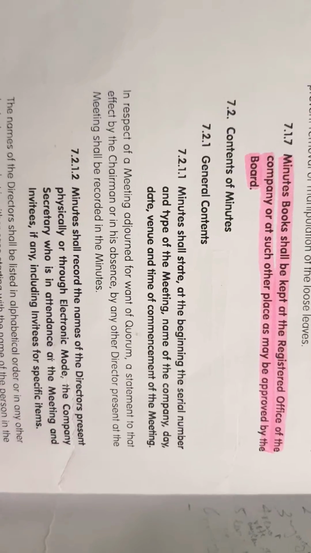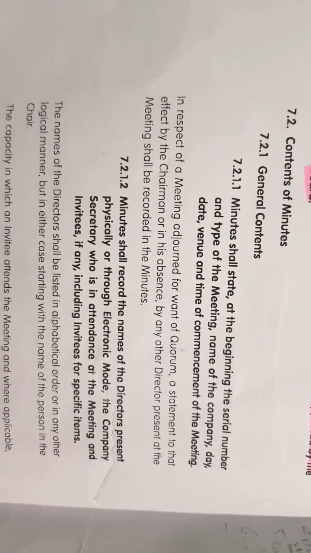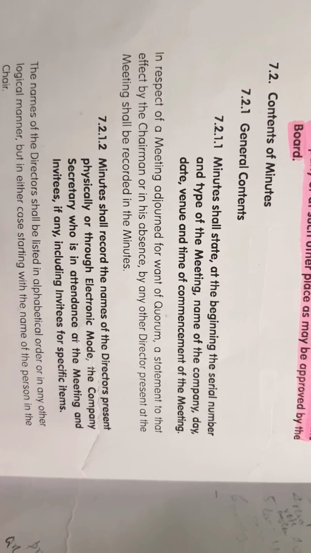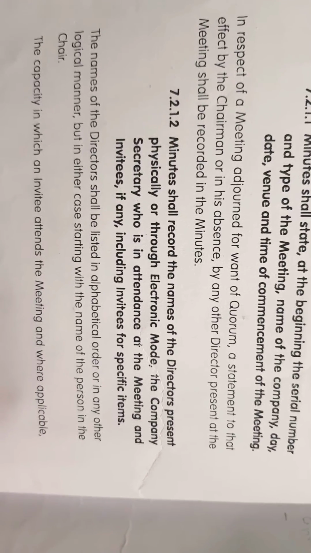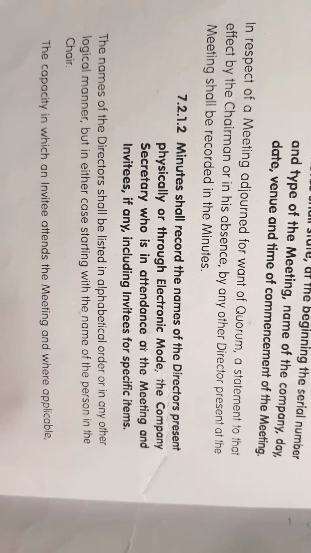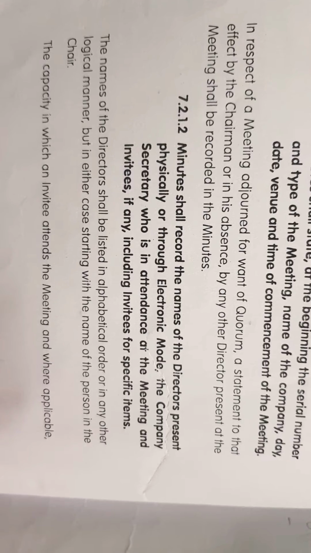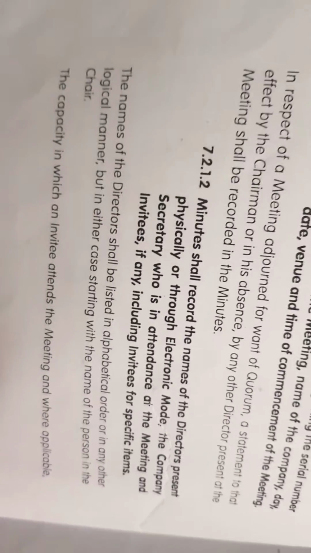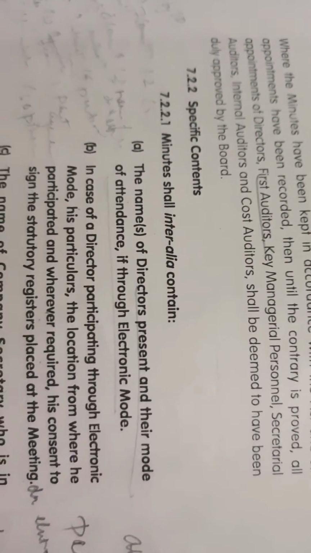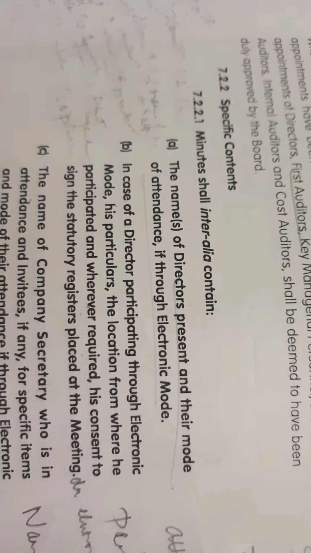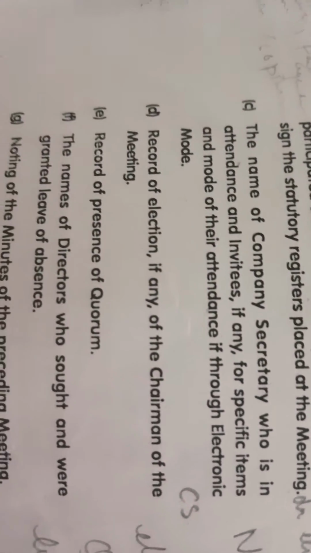Contents of the minutes. General contents at the beginning: serial number, type, name of the company, date, day, venue, and time of commencement. In respect of meetings adjourned for want of quorum, a statement to that effect shall be recorded in the minutes. It shall record the names of the directors present, those who have taken leave of absence, and even the invitees for specific items. It shall also contain a record of all appointments made in the meeting, the names of the directors present, their mode, and the location of those appearing in electronic mode, the names of the company secretary and invitees, record of election, and record of presence of quorum.